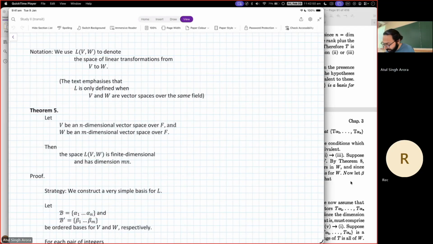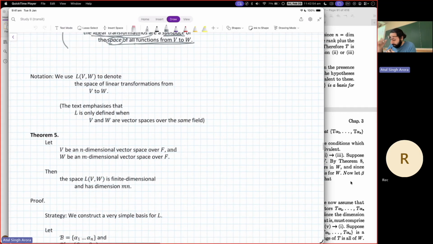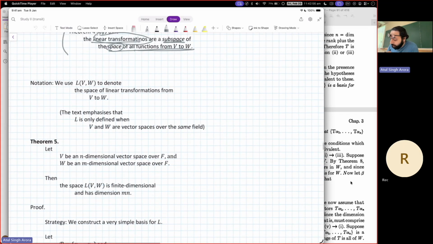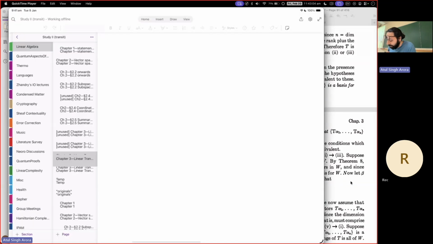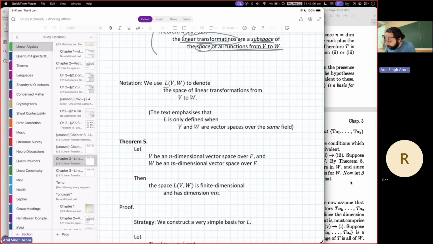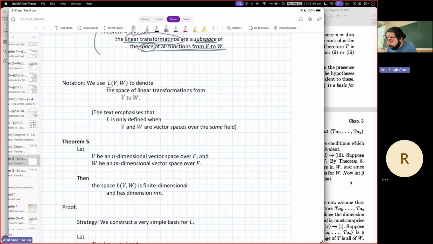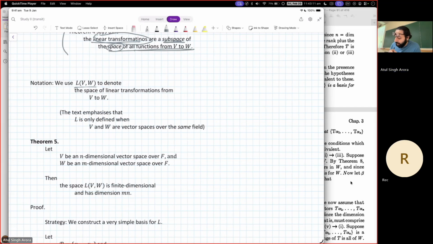Okay, right. So today we're going to look at the next theorem. The notation we're going to use now is... give me a second. Okay, so the notation we're going to use today is the following.